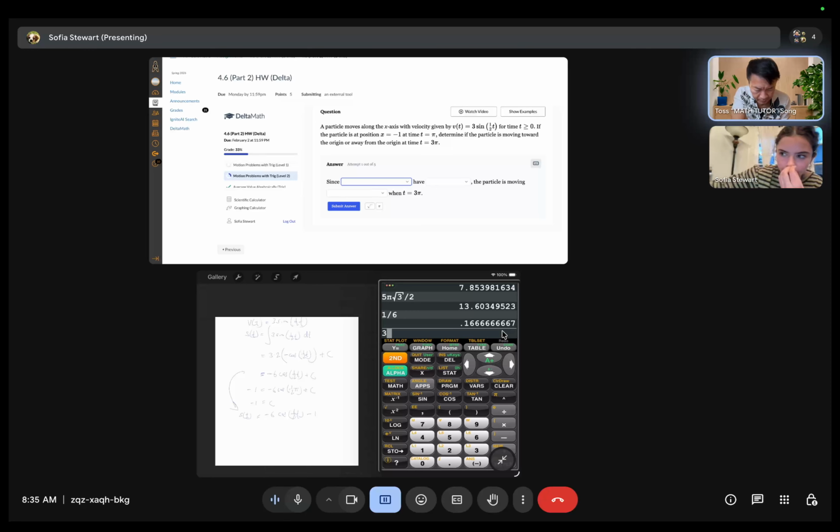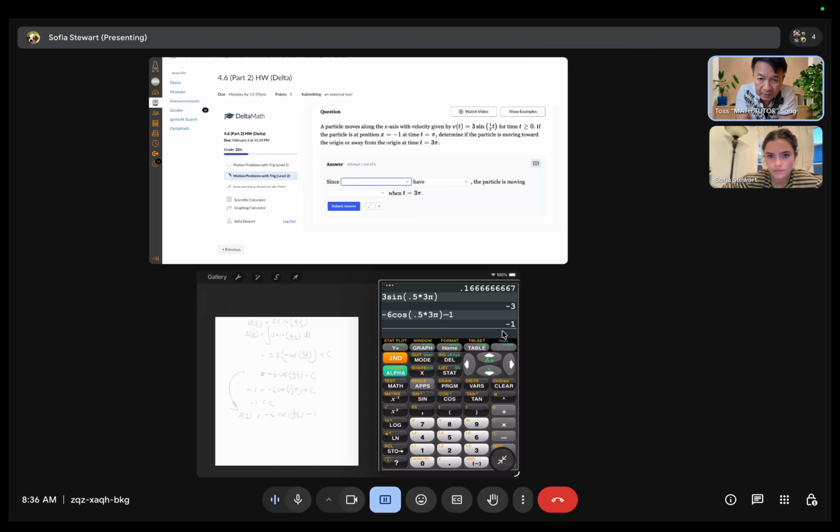All right, I'm doing velocity first: 3 sine of 0.5 times 3 pi. Okay, right now it's negative. And then I'm going to do -6 cosine, for the position function, of 0.5 times 3 pi minus 1. Okay, so they have the same sign again.